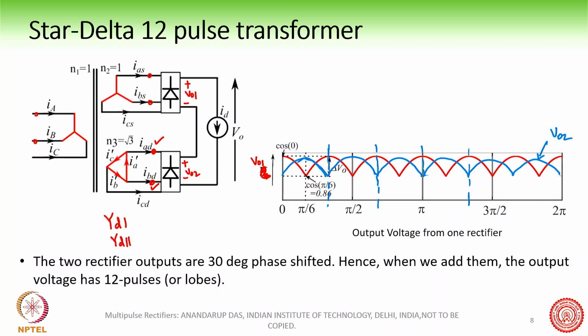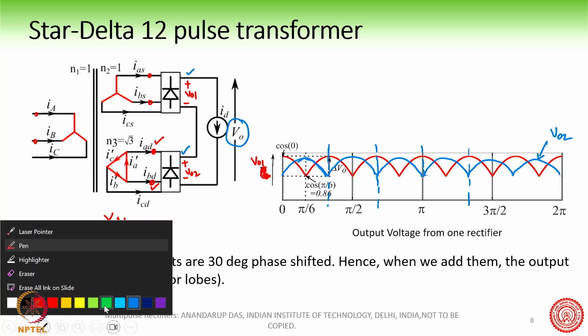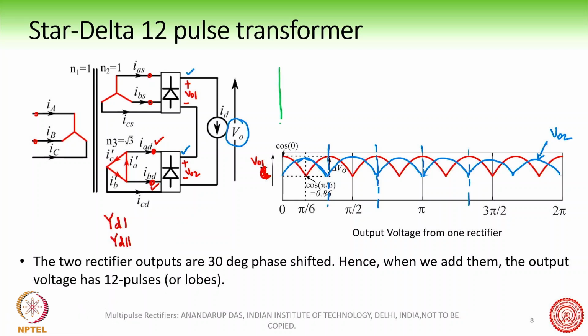So we have now added V01 and V02, and therefore the total V0 that comes up is the summation of these two waveforms. I can now draw the two waveforms here, and if we just go on adding the two waveforms, it will be something like this.